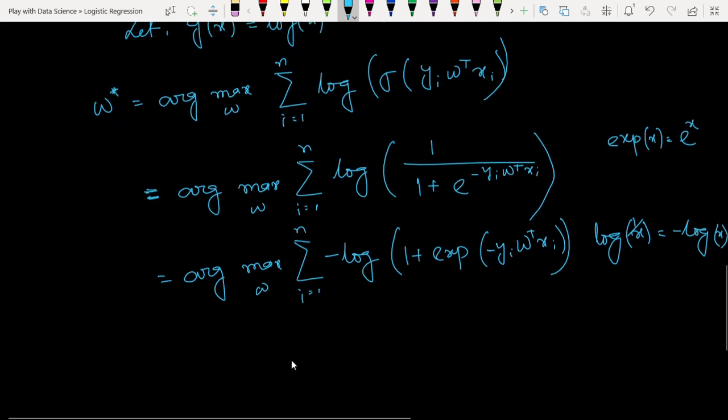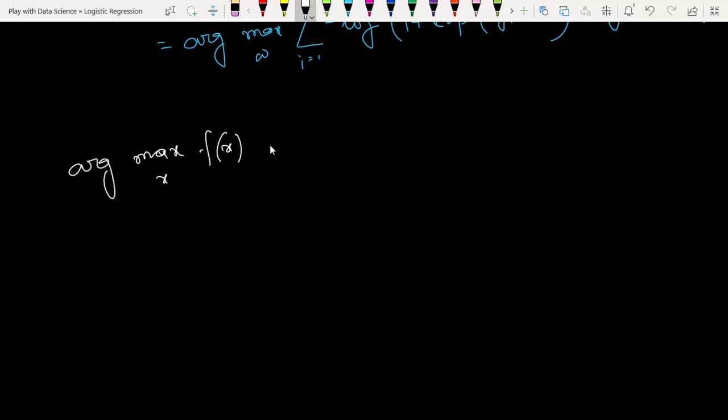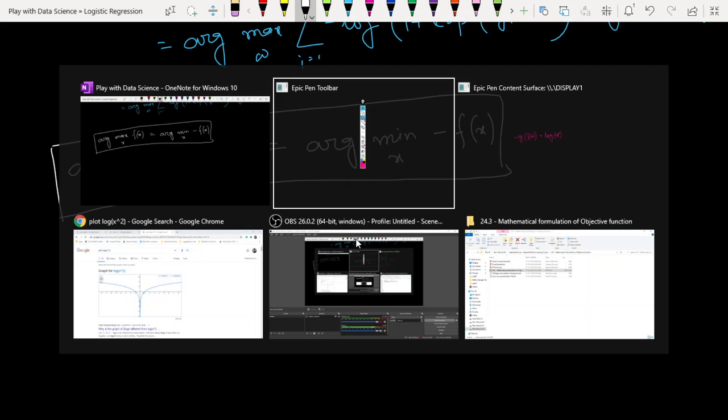Now we have to learn another thing. What is this? This is arg max of f of x. It is similar to, we will see it geometrically. First we write it down, then we can see it. We have to apply this formula. Why do we write it? Just see the graph.